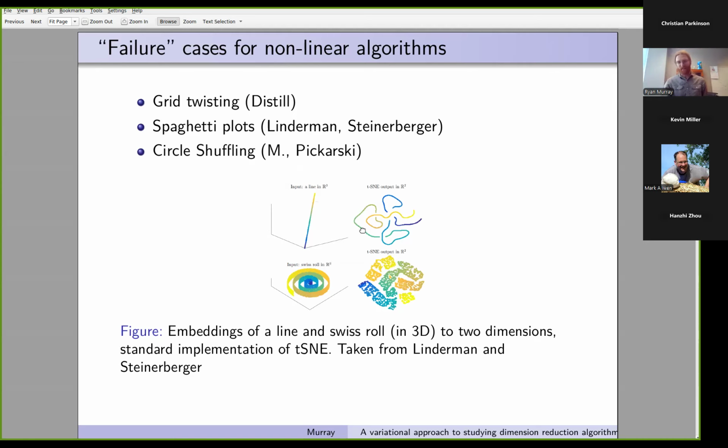And a similar thing happens if you create a Swiss roll in 3 dimensions and then try to embed it into 2 dimensions. It takes little strips of it, twists them around, and flattens them out in this funny way. That's not to say that this algorithm couldn't find good embeddings, but in many contexts, it finds embeddings that might not be doing exactly what we think they're doing.